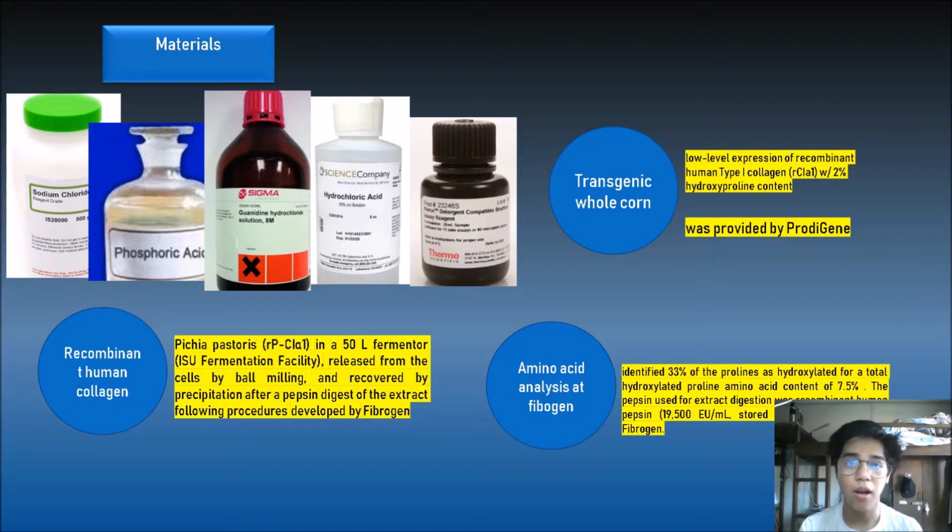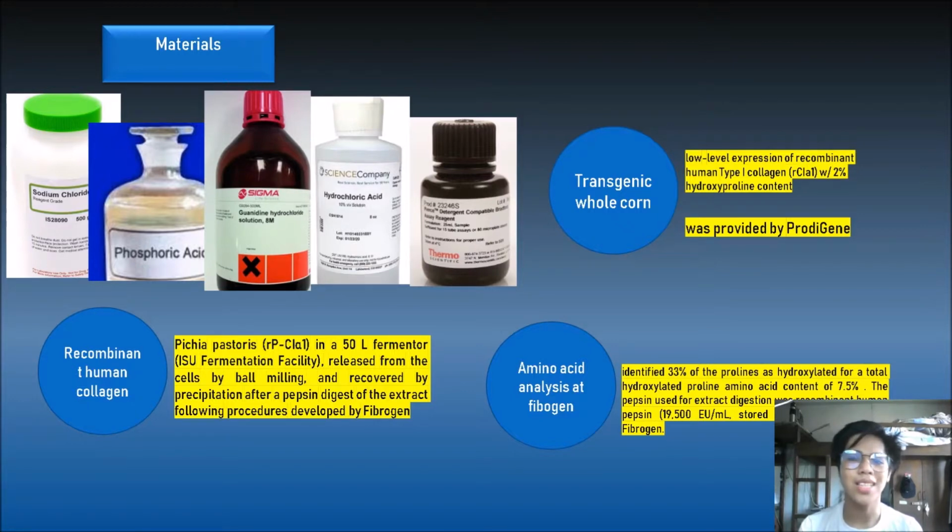Recombinant human collagen was expressed in Pichia pastoris in a 50-liter fermenter, released from the cells by ball milling, and recovered by precipitation after pepsin digestion of the extract, following the procedure developed.